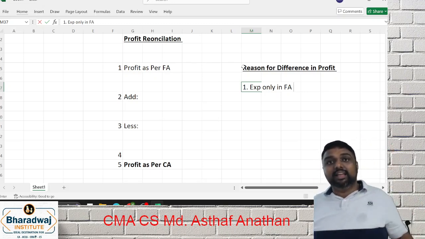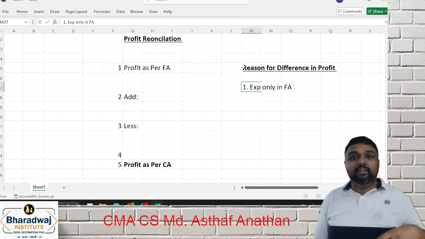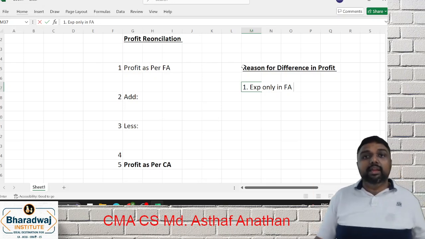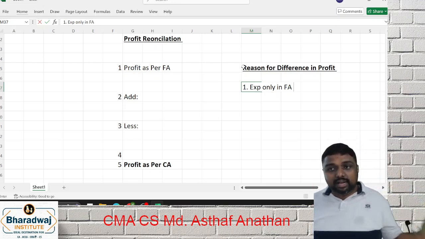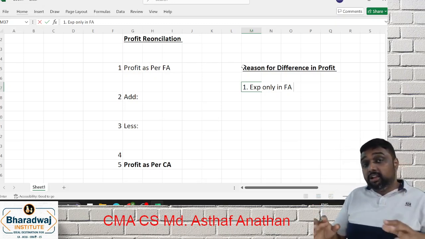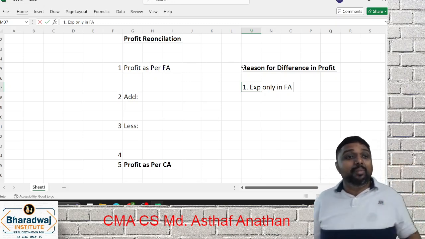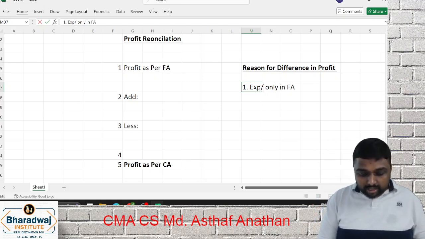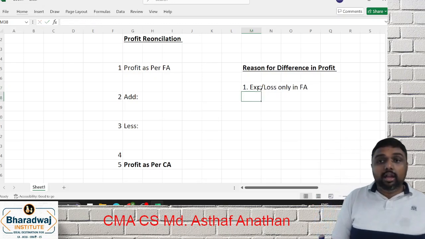Example: CSR expense, loss on trading activity, loss on sale of machinery, write-off of goodwill, write-off of preliminary expense, debenture redemption adjustment, interest. All this will come only in financial. Because in financial we consider all the monetary transactions, but in cost, not. Similarly, there is another one. So the point is expenses or loss only in financial.